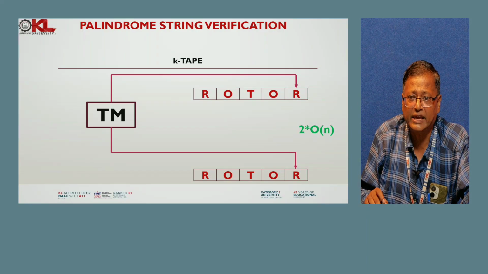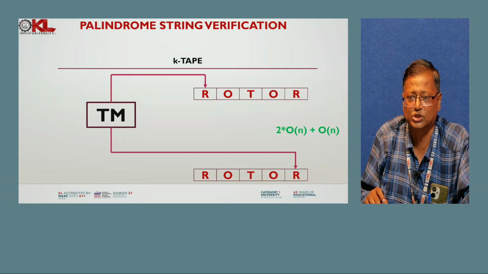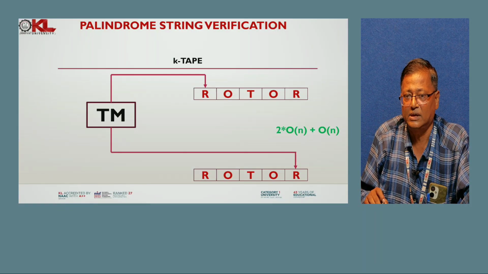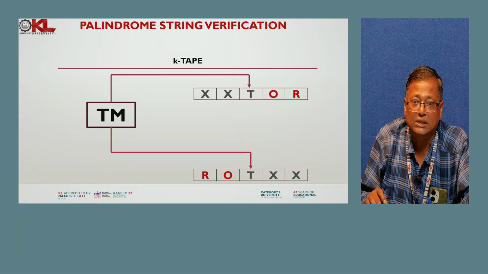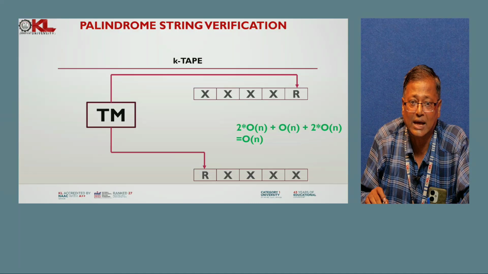Then the first tape again moves left to the first position. If the symbols match, we make a cross in the second tape. R matches R, we make a cross. Then O matches O, make a cross. Then T matches T, make a cross. Then O matches O, make a cross. Then R matches R, make a cross.